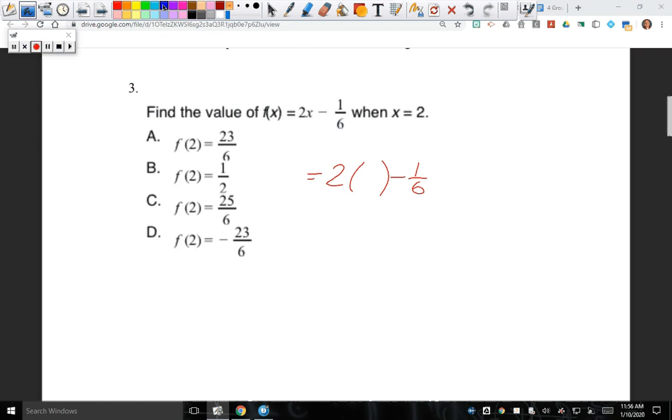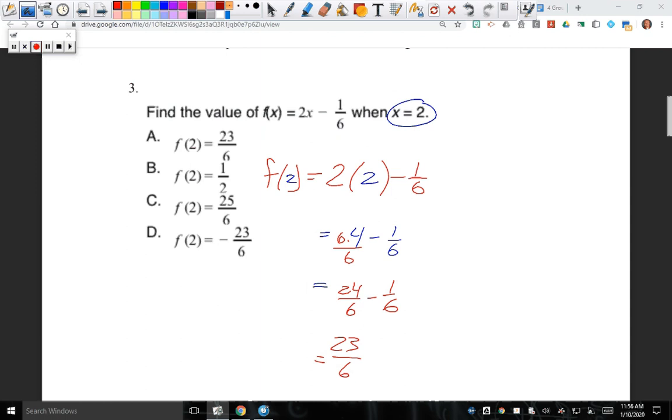Okay? So f of x is equal to this function. And what this function is asking is evaluate when x is 2. So that means in the machine we're going to plug in 2 so that we get 4 minus 1/6. We multiply by a form of 1 so that we get 24 over 6 common denominator, so that 23 over 6 is my answer.